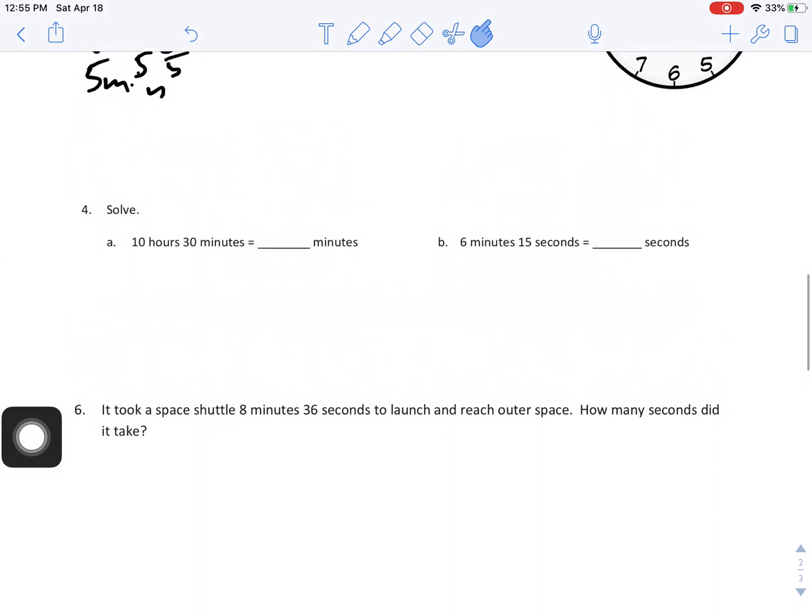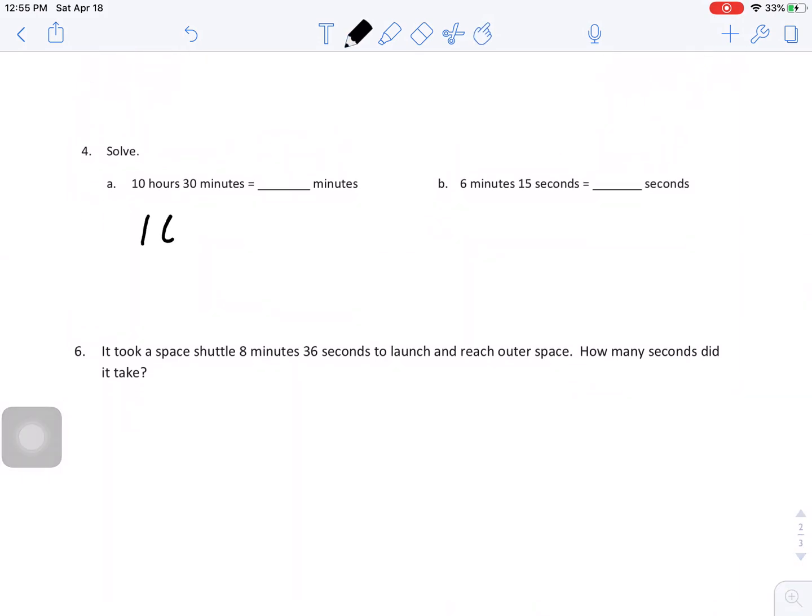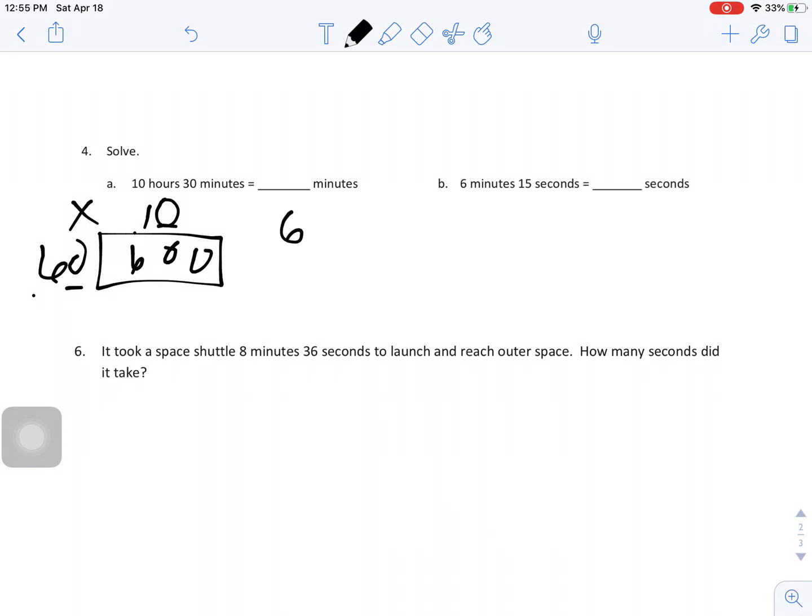Or I could just go 10 times 60. And we already learned how to do this. And I like area models. That's my favorite. But if you don't like area models, you can use partial product. That's fine. 10 hours times 60 minutes. I see that there are 2 zeros, or I'm going 10 times 10, and it's hundreds. There's no tens and ones in hundreds. And then I'm going to go the 6 times the 1, and that's 6. So 10 hours is 600 minutes.